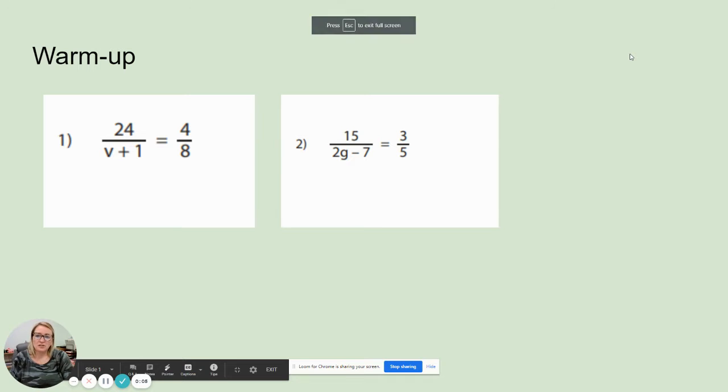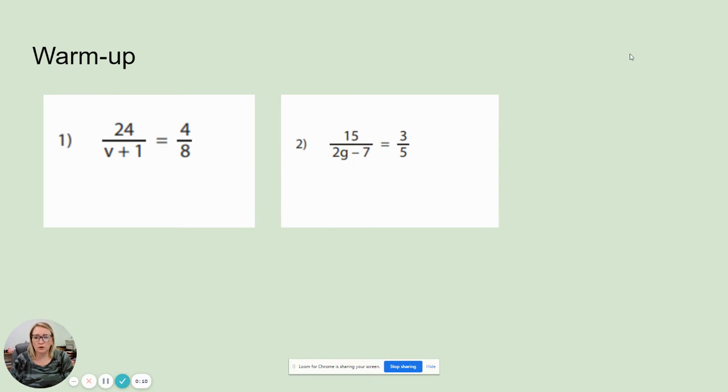We are going to start our next unit today, and we're going to start by doing a warm-up over proportions, okay? So make sure you're cross-multiplying, distributing through, and then solving. So go ahead and take a couple of minutes to find your answers for this.